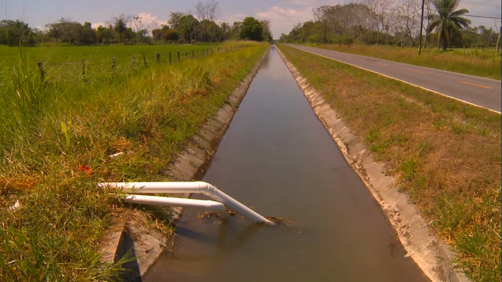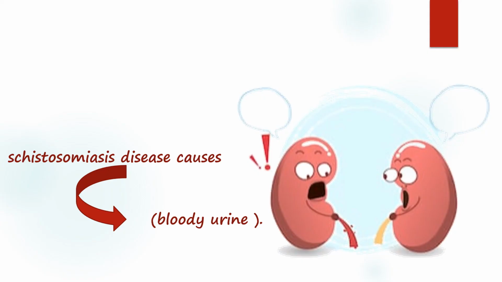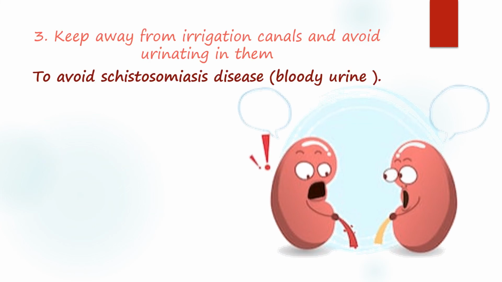Number three is to avoid irrigation canals, whether swimming or even urinating. Why? Because we have some worms that live in there, which are called schistosoma. And the schistosoma causes a disease for humans. This disease is called schistosomiasis, which comes from the name of the worm. The schistosomiasis disease causes bloody urine. So number three is to keep away from irrigation canals and avoid urinating in them, to avoid schistosomiasis disease or bloody urine.